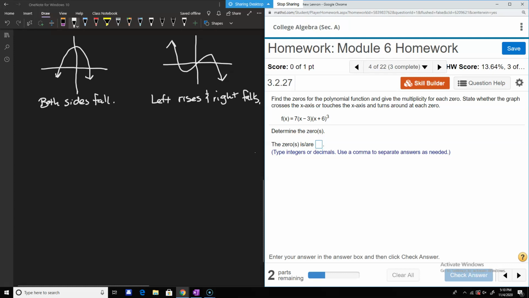So the intermediate behavior is essentially completely determined by the multiplicity. So if the multiplicity is even, it bounces off the x-axis and turns around. If it's odd, it touches the x-axis and crosses. So each of these has a multiplicity of 1, which is odd, and 3, which is odd. So we know that it's going to cross the x-axis at 3 and also at -6. So that's the story for the intermediate behavior.